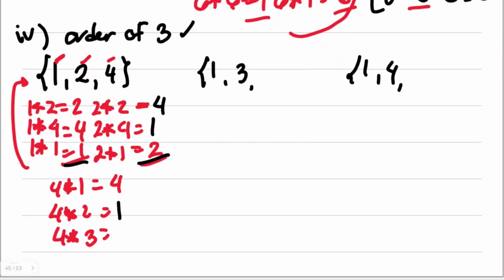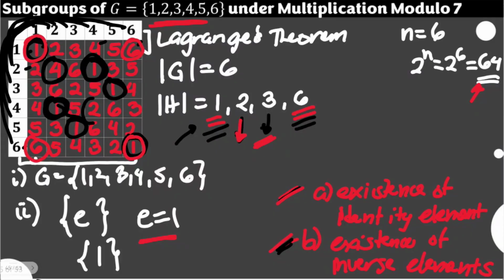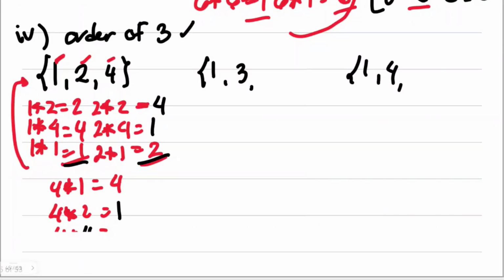And then 4 star, sorry, this should not be 3, right? 4 star 4 is this one here. 4 star 4 is this, 2. So we can see here that it's already closed. Aside from having the identity and all the inverses already there, all of the results when they are operated using the given operation would still have the closure property.